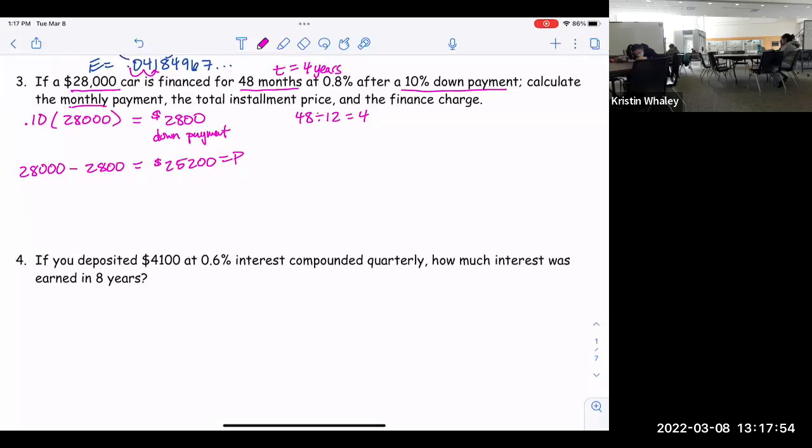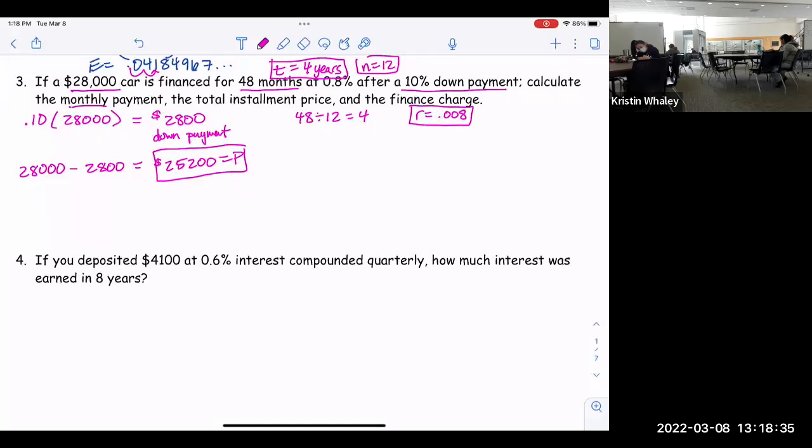One of the credit card problems, your time is always time in years. And then I also know, since this is monthly, that N equals 12. So I've already found a lot of information. I know P, I know T, I know N. It says 0.8%, so R would be, if I move that decimal 2 spaces, 0.008.